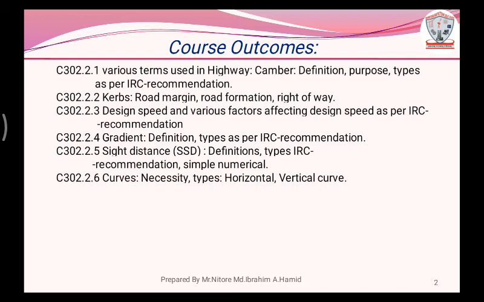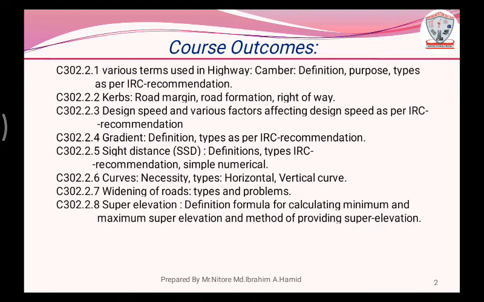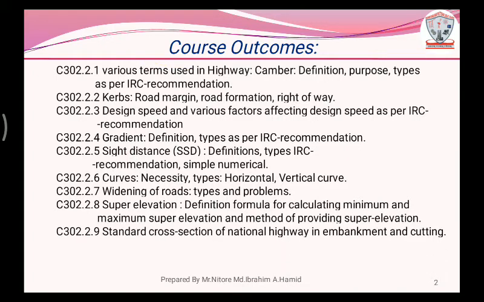In the sixth outcome, curves, necessity of curves, types, horizontal and vertical curves we will see. In the seventh course outcome, widening of roads, types and problems we will see. In the eighth course outcome, super elevation, in which we will see definition, formula for calculating minimum and maximum super elevation, and method for providing super elevation. In the last, ninth outcome, standard cross section of national highway in embankment and cutting we will see.